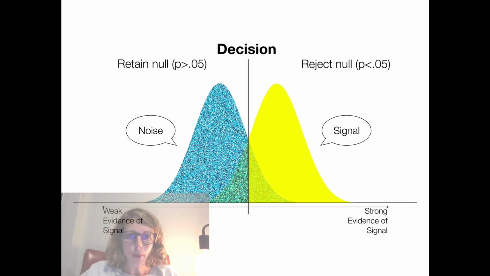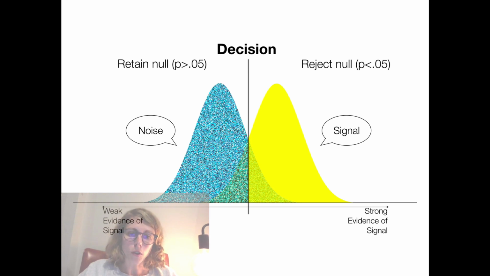Right? So let's unpack this a little more with a slightly different representation. Here we have two different probability distributions. The blue distribution represents chance variation, or noise. The yellow distribution represents systematic variation, or signal. And the distributions are the natural state of things.